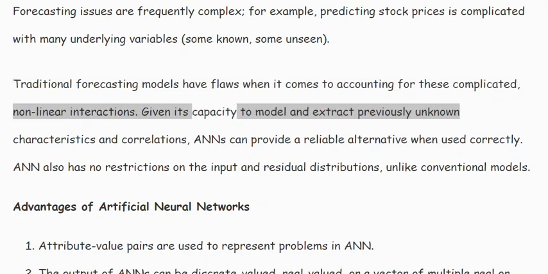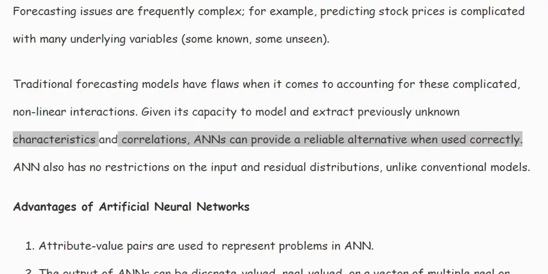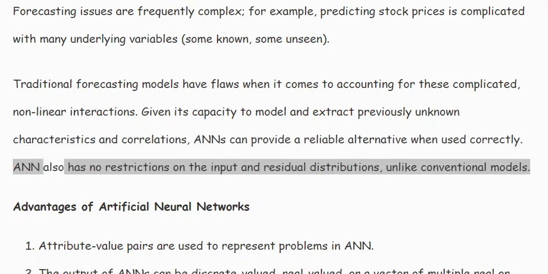Given its capacity to model and extract previously unknown characteristics and correlations, ANNs can provide a reliable alternative when used correctly. ANN also has no restrictions on the input and residual distributions, unlike conventional models.